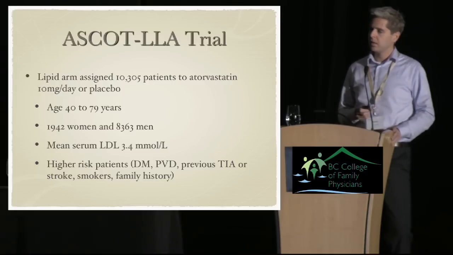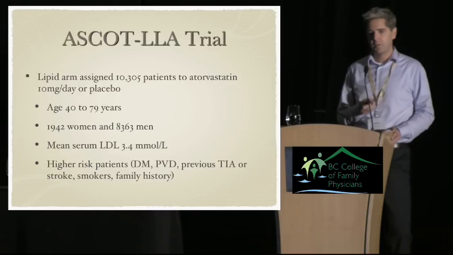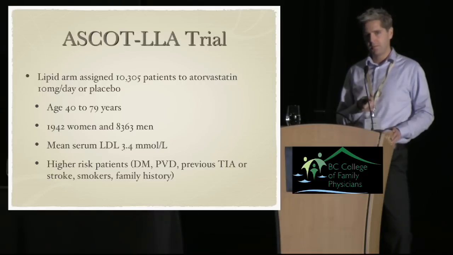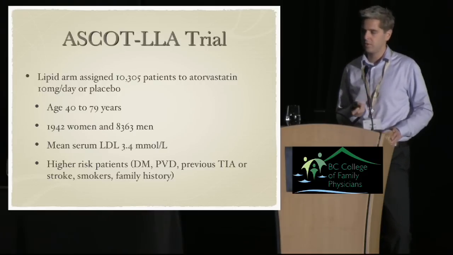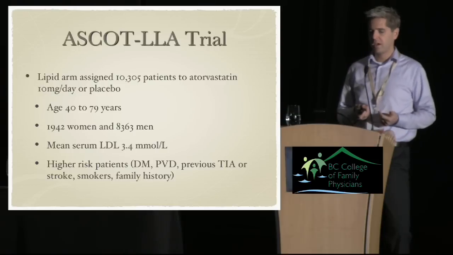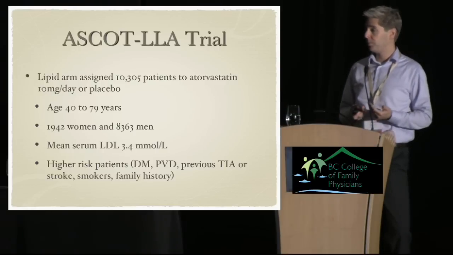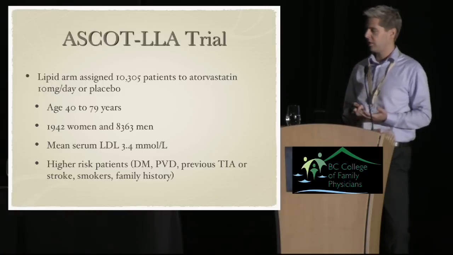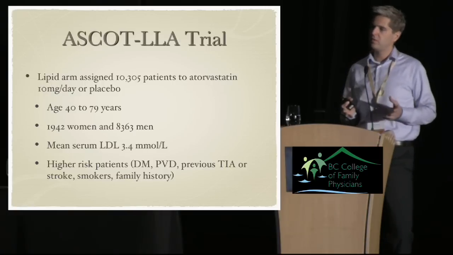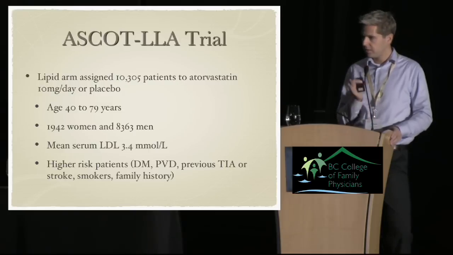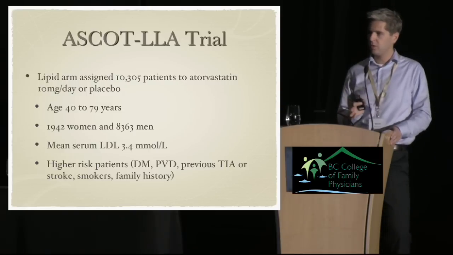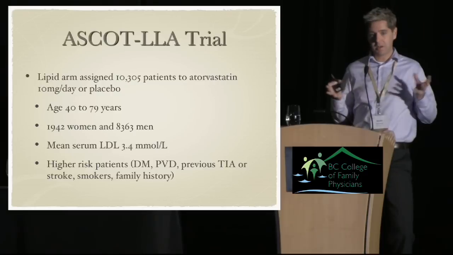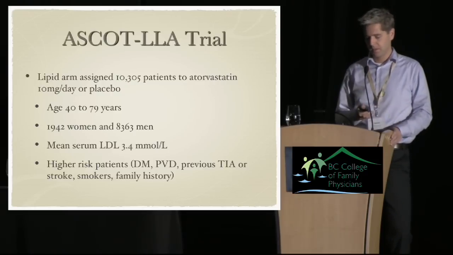They had a mean LDL of 3.4, but these were high-risk people. So not only did you have to have hypertension, you had to have 3 other risk factors: LVH, diabetes, peripheral vascular disease, a previous stroke or TIA. They were smokers. They had to have a strong family history. There could be some ECG changes that got them into the trial. So they had to have 3 additional risk factors, including hypertension. These are kind of the really high-risk people, right?